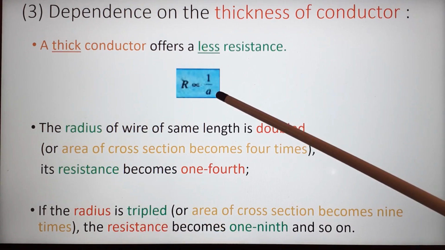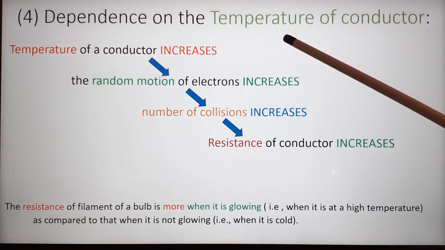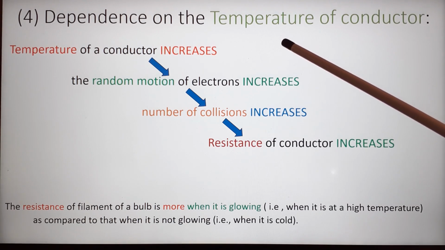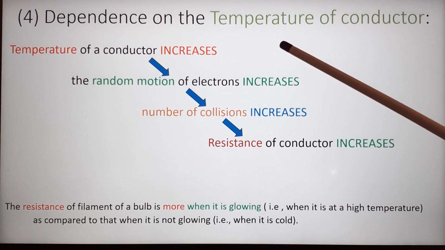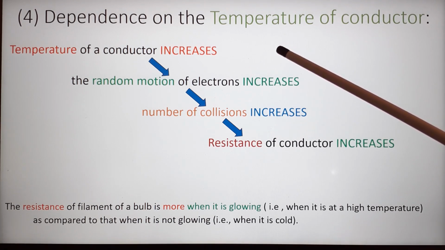Then area will be increased 9 times. The resistance becomes 1/9. Next factor is temperature. Now, if we are increasing the temperature of any substance, then heat is absorbed by the molecules and kinetic energy of those molecules increases. If temperature of a wire or a conductor is increased, then heat energy is absorbed by the free electrons and kinetic energy of those electrons increases.